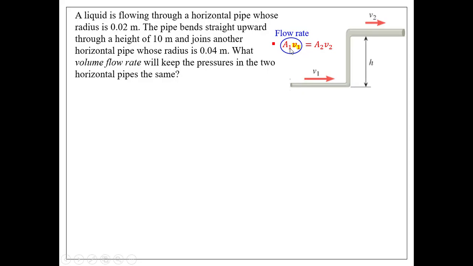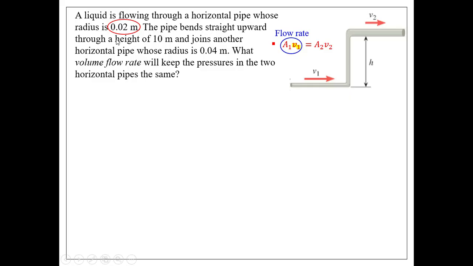So pick a side, you either go with left or right. If you go with the left side, then you need A1 and V1. If you pick the right side, then you need A2 and V2. I'll just pick the left side. They're both equal to each other, so it doesn't really matter which side you choose. All right, so let's go ahead and do this. In order to find the flow rate, I need A1 and V1.